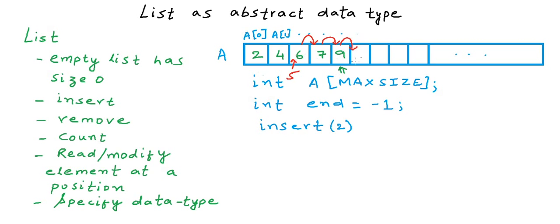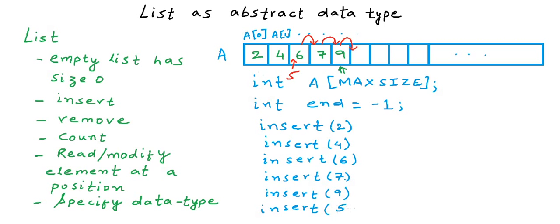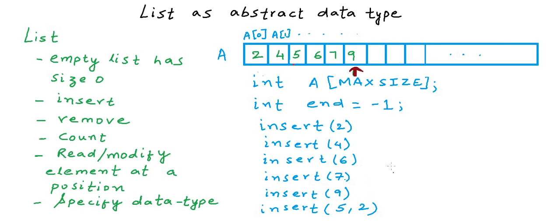Okay, I just inserted some elements into the list. Let me also write the function call for these. Let's say we went in this order. We inserted 2, then we inserted 4, and then in the end we are inserting 5, and we will also give the position at which we want to insert. So this insert with 2 arguments would be the call to insert an element at a particular position. After all these insertions, this is what the list will look like. This arrow marks the end of the list in the array.